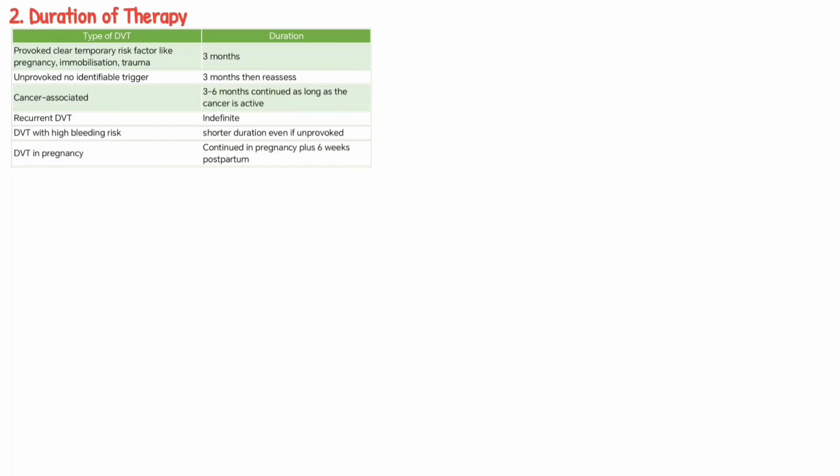If unprovoked, or no identifiable trigger, 3 months. If cancer associated, 3 to 6 months, then continued as long as the cancer is active. In case of recurrent DVT, indefinite duration of treatment. DVT with high bleeding risk, shorter duration even if unprovoked. DVT in pregnancy, the treatment will continue throughout pregnancy plus 6 weeks postpartum.